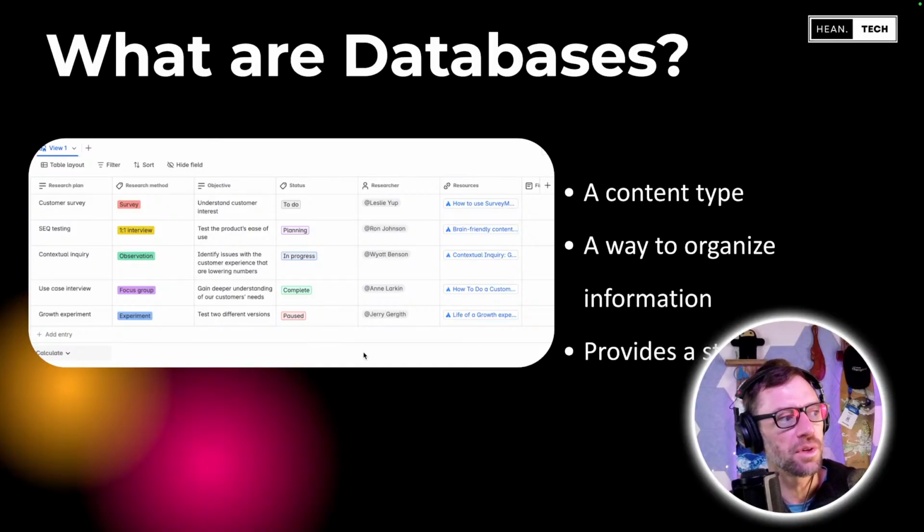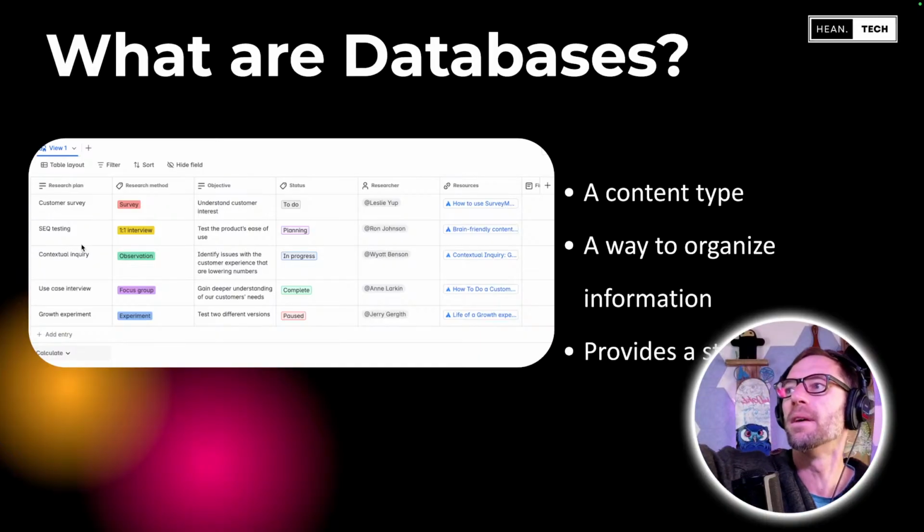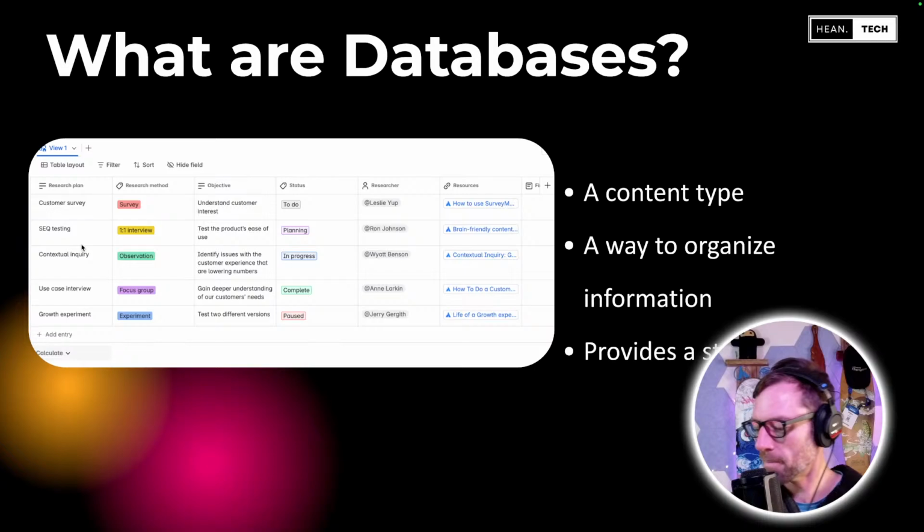Now you'll see in this screenshot, we've got some things like rows and columns. These will look very familiar to our spreadsheet aficionados out there. Each row is going to represent essentially a record, one thing. In this case, that thing is a research plan. And then each column is some data about that thing, the method we use, the objective we have for it.